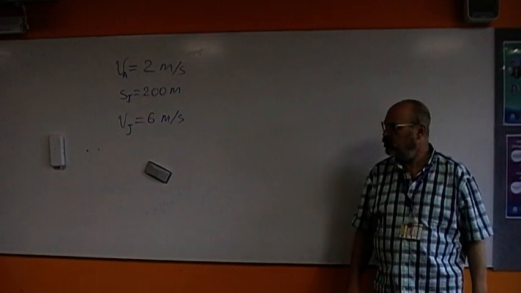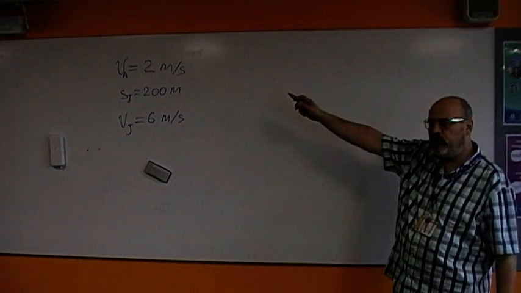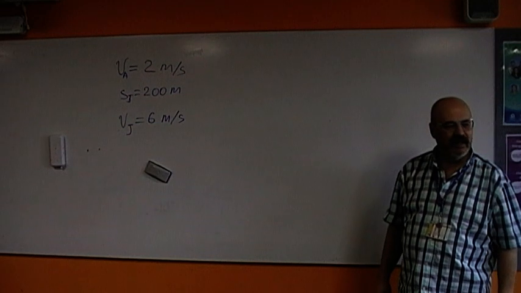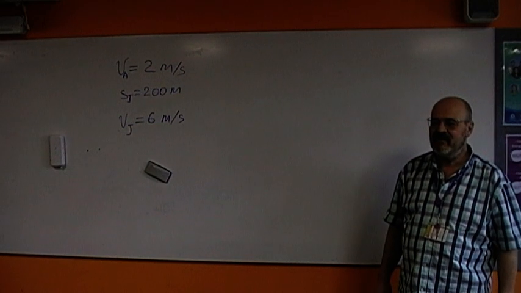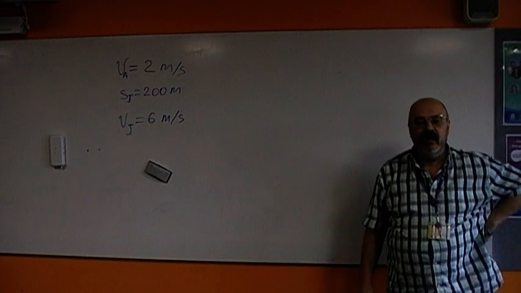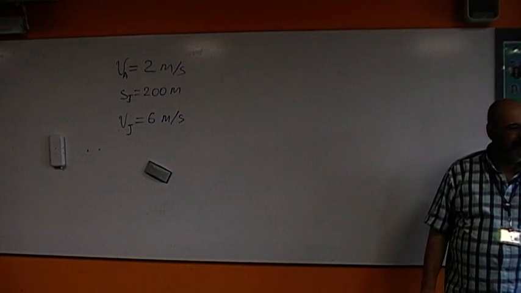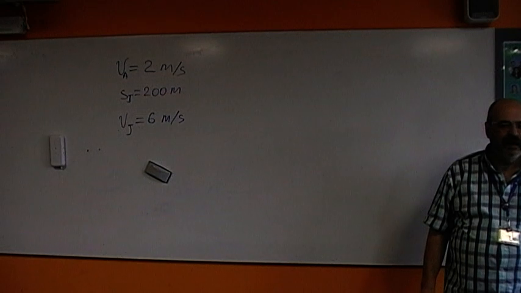200 divided by 6. But you keep moving, you're not stationary. So times the answer by 2. Yeah, you have to find.